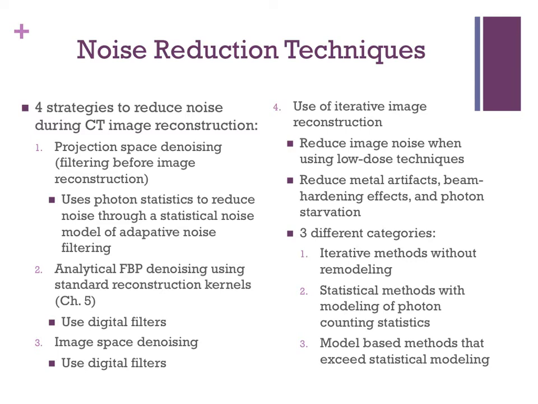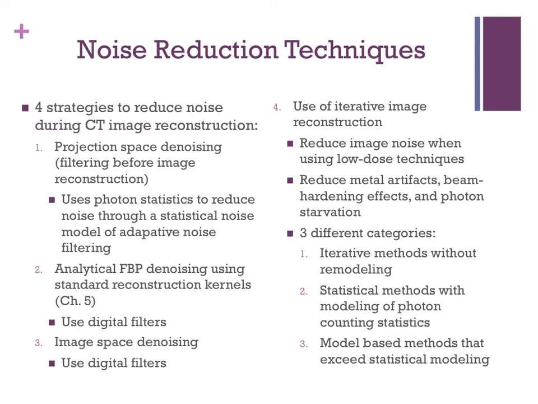Image space denoising and the FBP-based analytic reconstruction use digital filters, for example, smoothing and edge enhancement filters. Projection space denoising, which is filtering before image reconstruction, uses photon statistics to reduce noise through a statistical noise model or adaptive noise filtering.